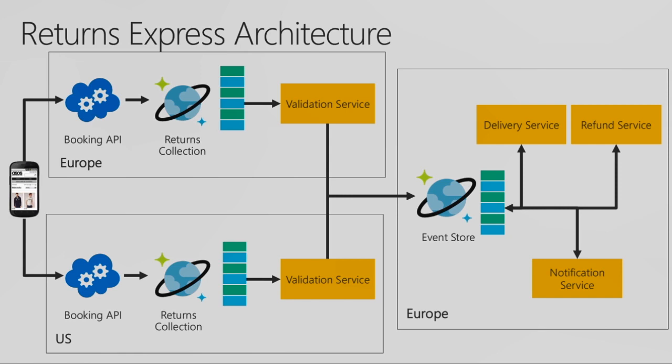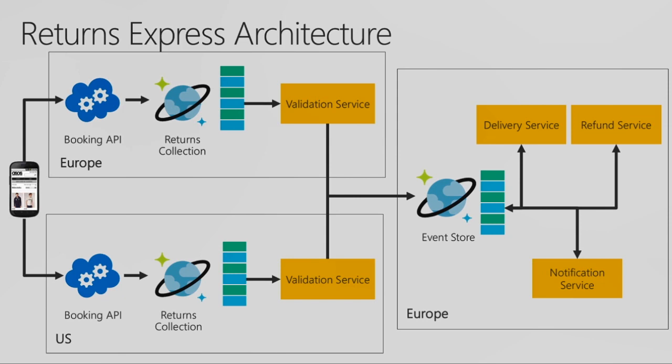The first one is booking that return, the left-hand side, the client submitting a return into Cosmos DB. Then we're going to talk about processing a return, which is the right-hand side, how we use event sourcing to monitor the flow of the return through its journey. Then we're going to talk about how, as a service, we might integrate with other internal systems, such as payments or delivery.